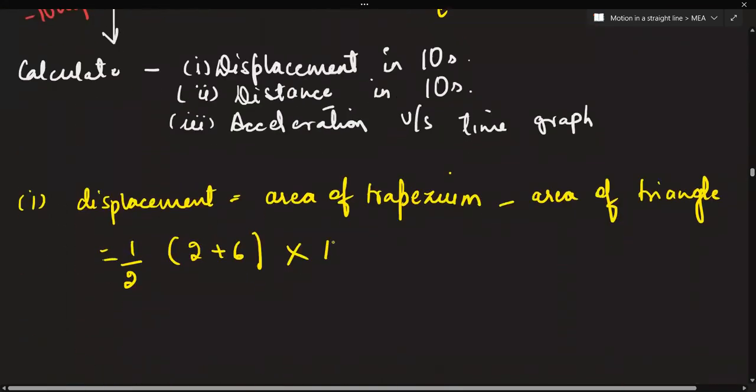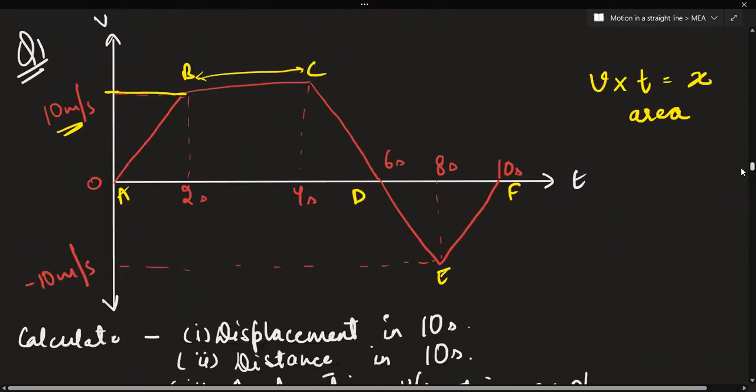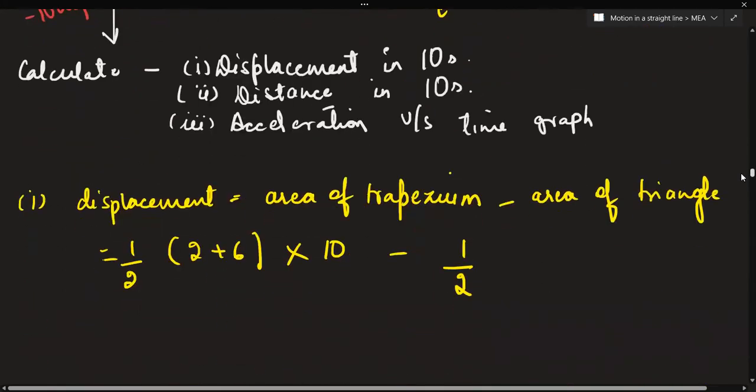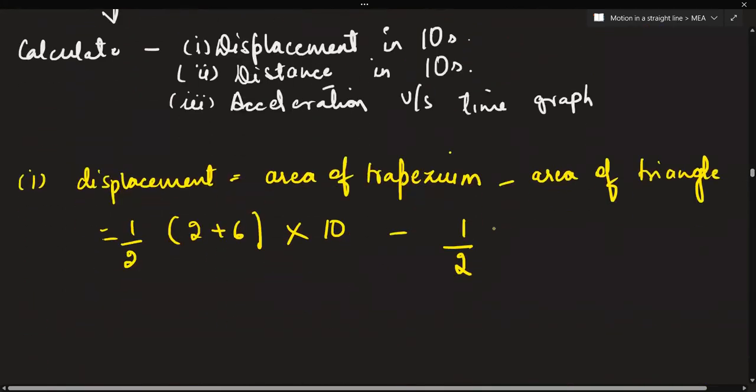into 10. Now minus half into base into height. So this is the base. What is this base? 10 minus 6. That gives 4. And what's the height? Height is again 10. No need to take this height as negative because we have already considered the negative sign. So this becomes half into base into height.